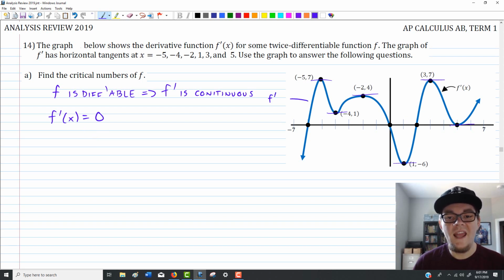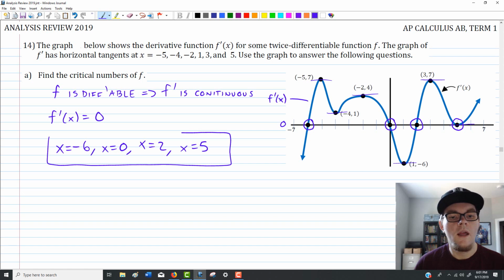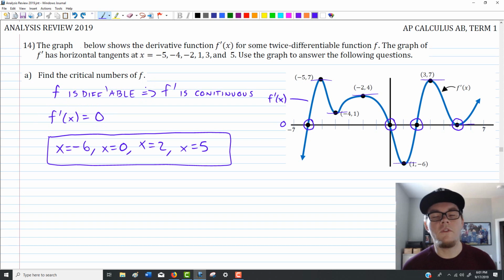Keep in mind, this is not f, but f prime of x. So if we want f prime of x to equal 0, we want all the zeros of the derivative function. So in this case, there are actually going to be 4 such zeros. It looks like those numbers will be x equals -6, x equals 0, x equals 2, and x equals 5. And that is our answer. We found the critical numbers. Our reason was right up here, but it didn't specifically ask us for the reason, so having it listed up there was perfectly fine.